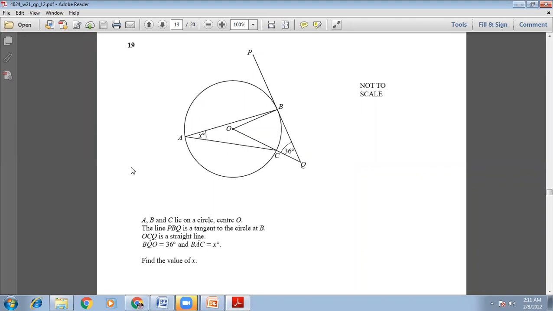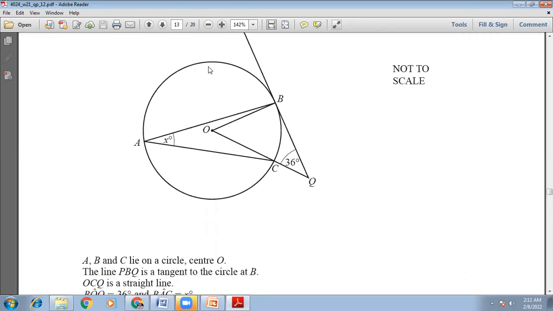A, B, and C lie on a circle, center O. The line PBQ is a tangent to the circle at B. OCQ is a straight line. Angle BQO is equal to 36, and angle BAC is x. Find the value of x. Very simple. The strategy can be very simple. The question is, what is the value of x? Okay, I can tell you in a second.